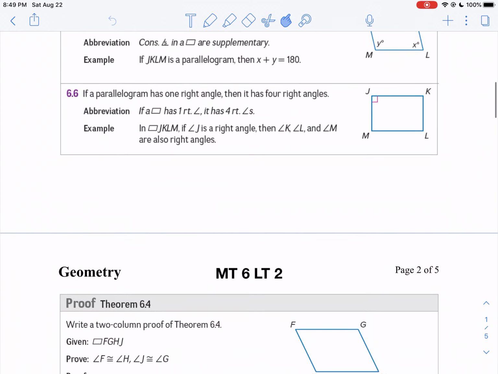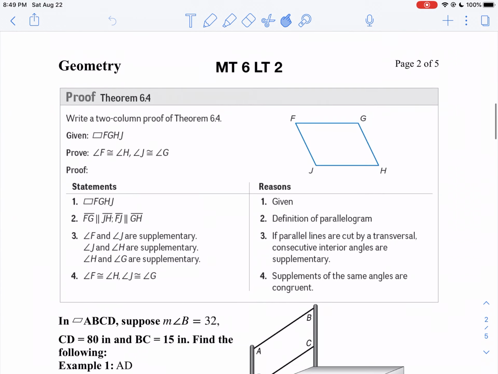One of our proofs is done for us on the next page. Let's take a look at this proof. We're given a parallelogram. We want to prove that angle F is congruent to angle H and angle G is congruent to angle J.